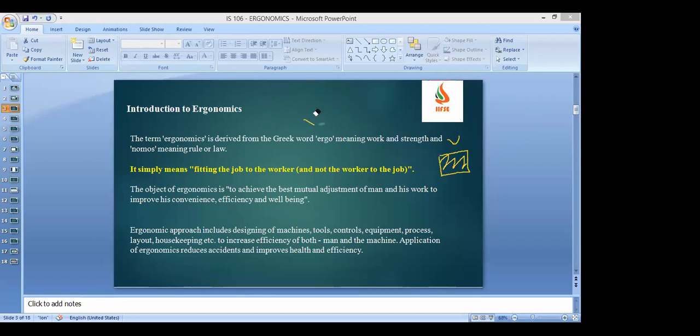Simply say, it is how you are fitting the job to the workers. Okay, that is the main objective. And the ergonomic approach includes designing of machines, tools, controls, equipment, processes, layout, housekeeping, etc., to increase efficiency of both men and machines. Application of ergonomics reduces accidents and also improves health and efficiency.